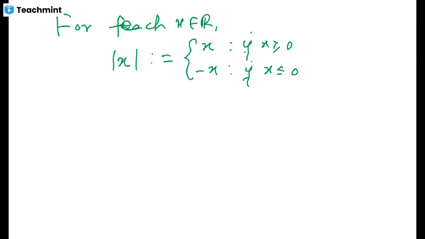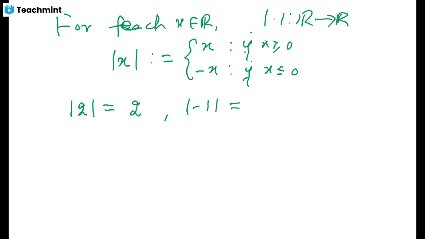Then this is known as the absolute value of x, and this absolute value is a function. Actually, if you look at it, absolute value is a function from the set of real numbers to the set of real numbers. If you want to calculate the absolute value of any real number, for example 2, by definition, since 2 is a positive number, it will be 2. At the same time, if you want to calculate the absolute value of minus 1, since minus 1 is a negative number, it has to be minus of minus 1, which is equal to 1.